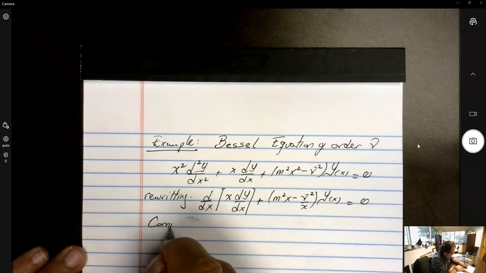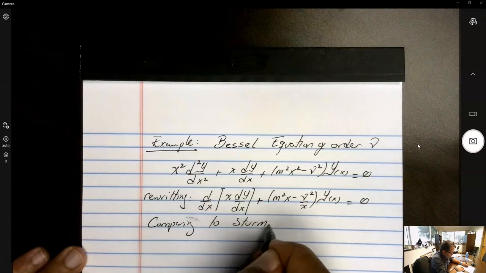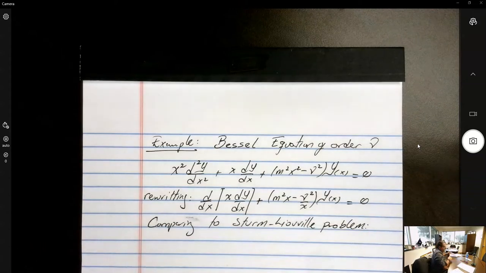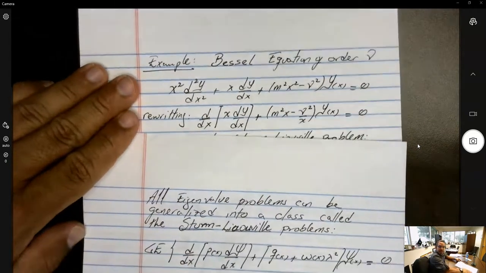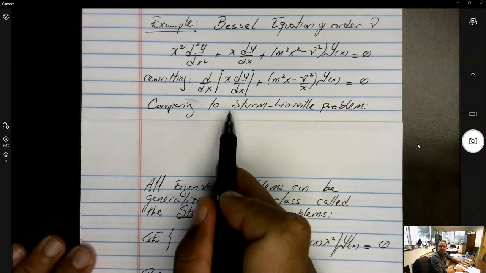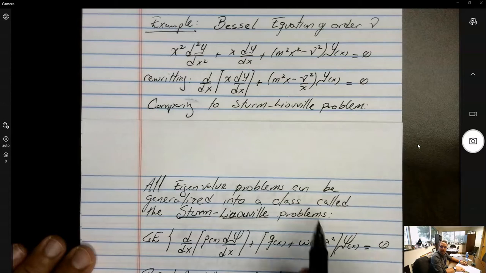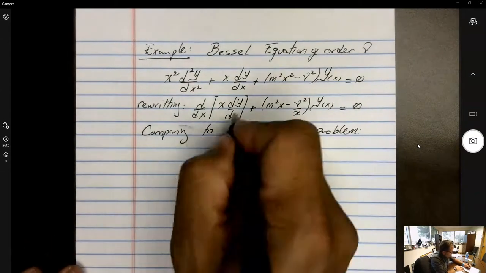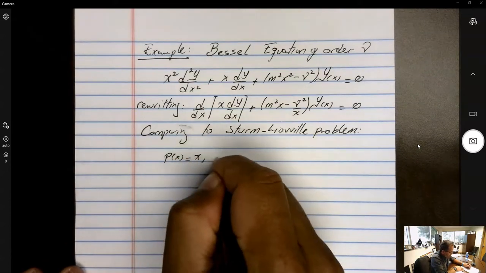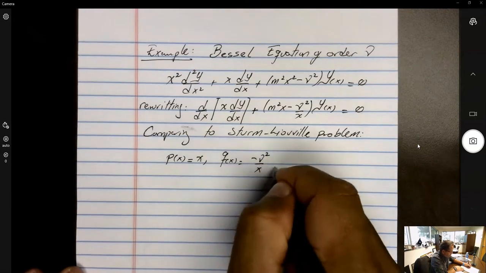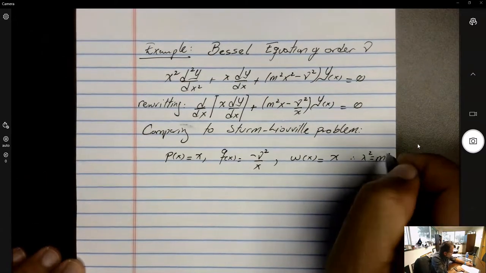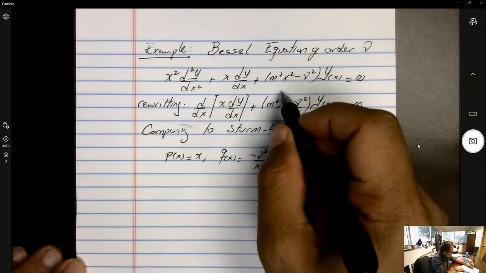Now comparing to the Sturm-Liouville problem, what are the similarities? It looks exactly the same. p of x is equal to x, omega of x is equal to x, lambda squared is equal to m squared, and q of x is minus nu squared over x. So this is the same as the Sturm-Liouville problem, where p(x) is x, q(x) is minus nu squared over x, and w(x) is x. Also, lambda squared is equal to m squared.